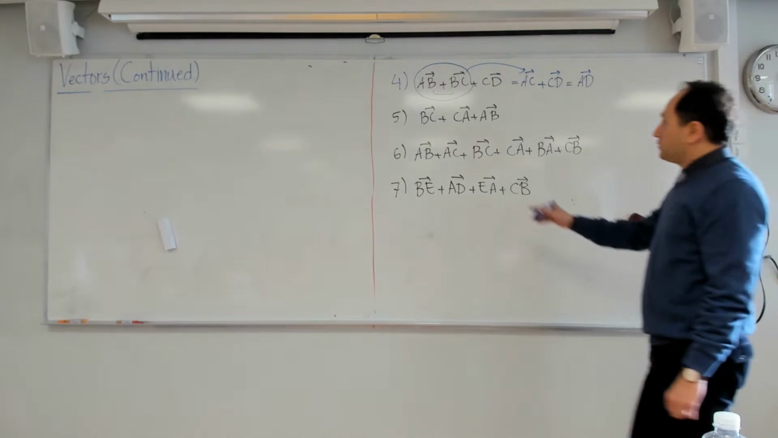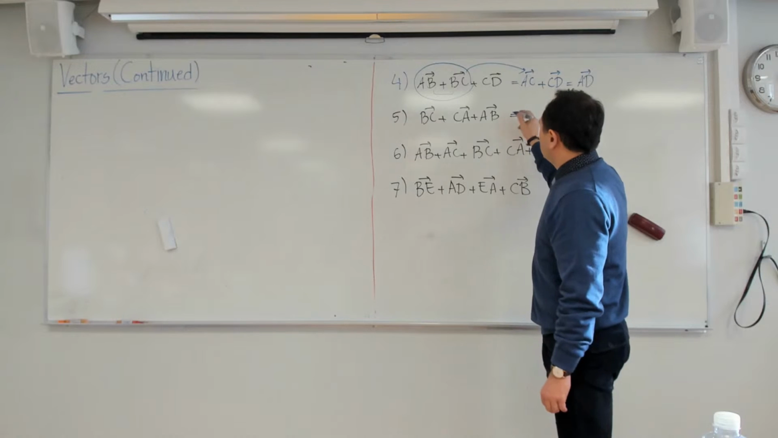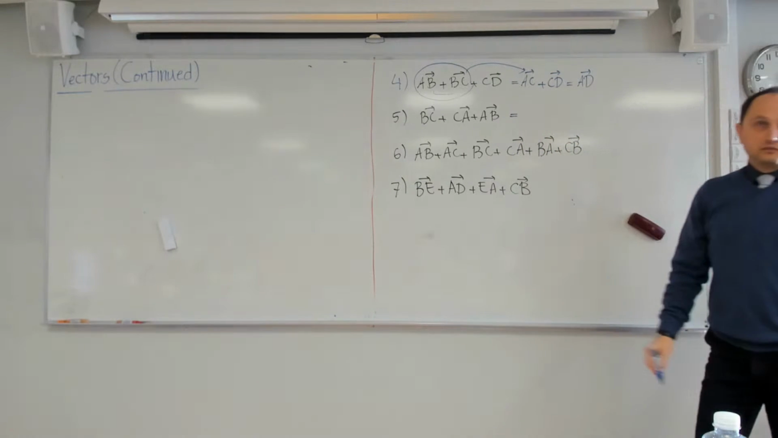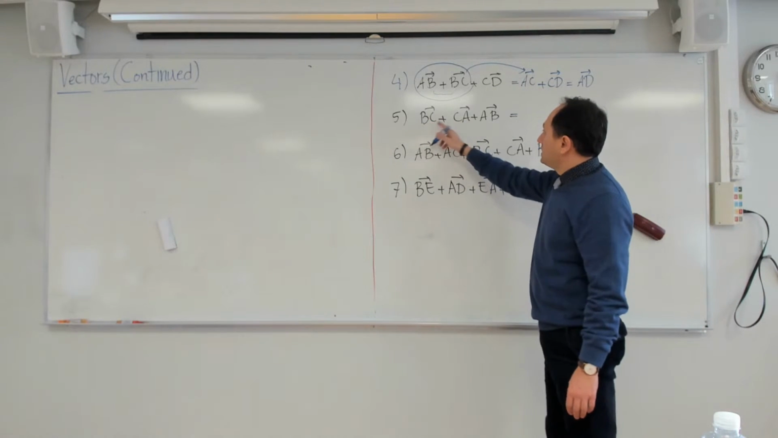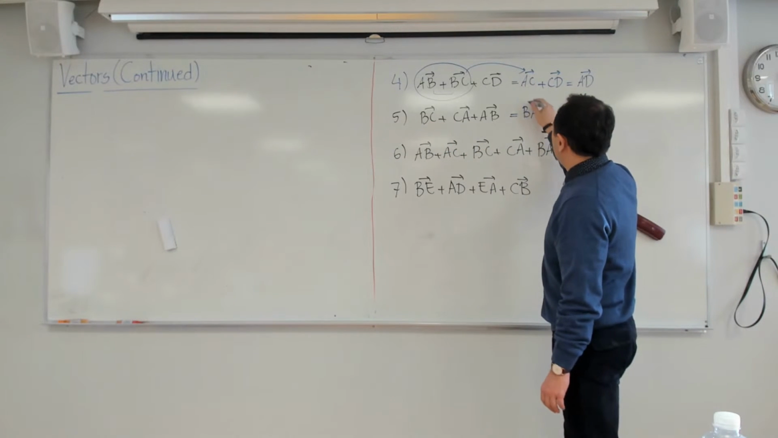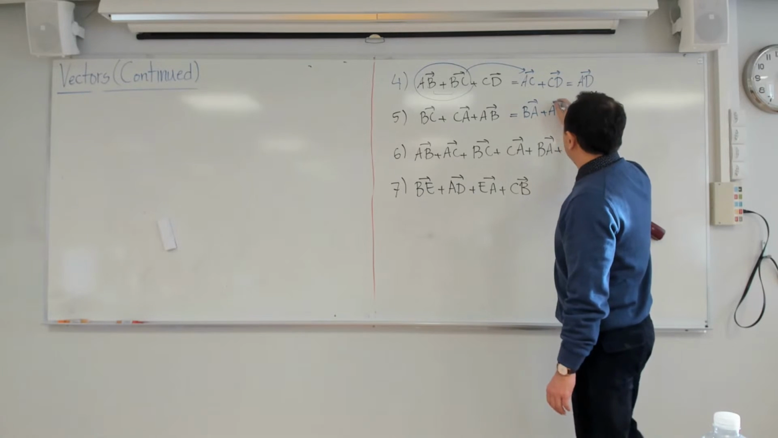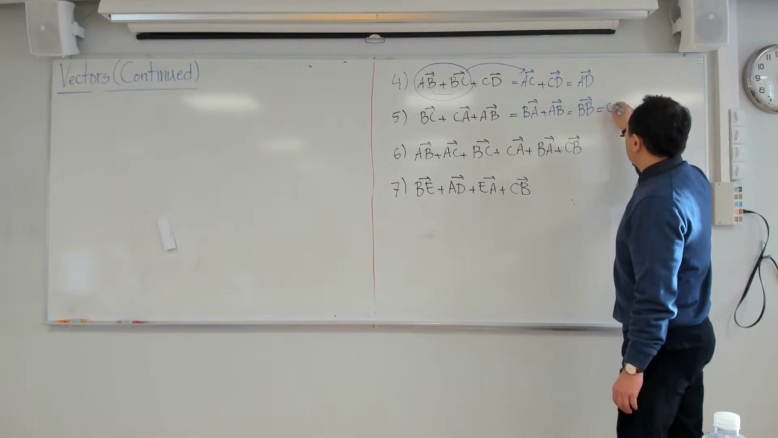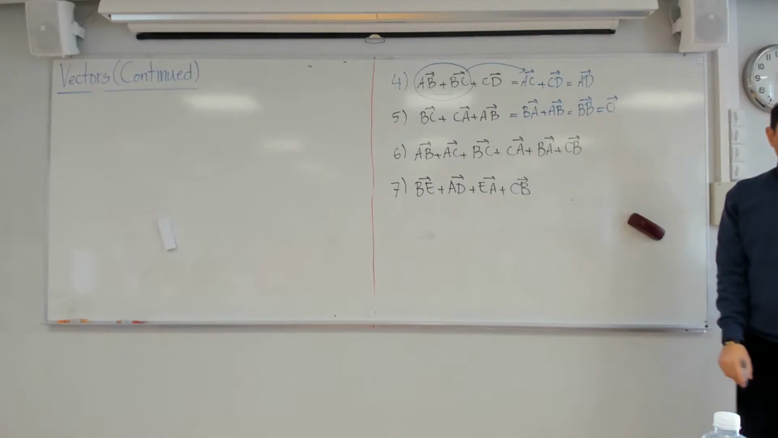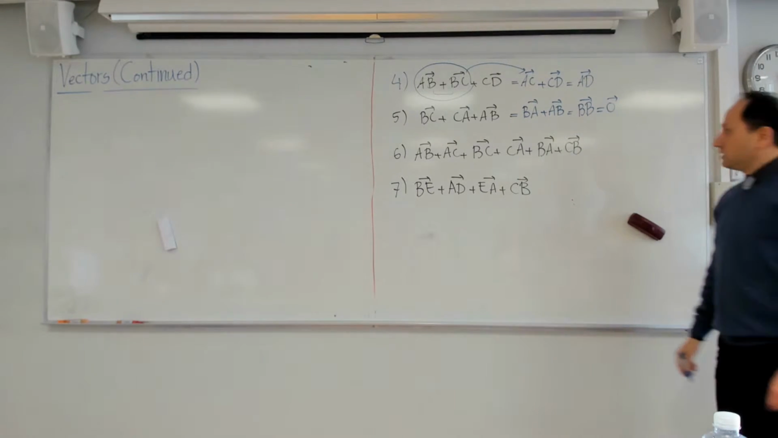So what about this one? Yes? The 0 vector, yes? Because B, C, and C are cancelled. It is BA plus AB. Then A is cancelled. It is BB. And then this is the 0 vector. Yes? So what about this one?